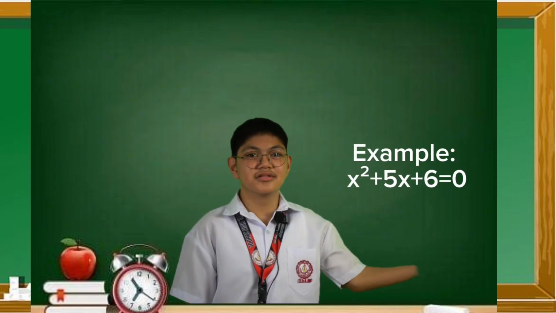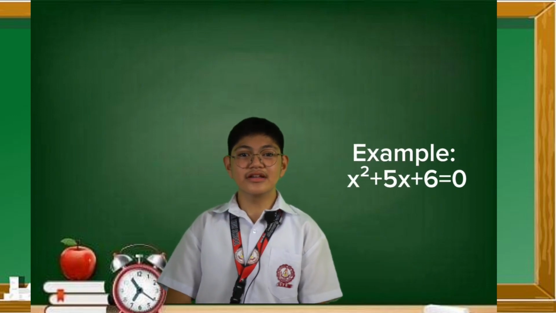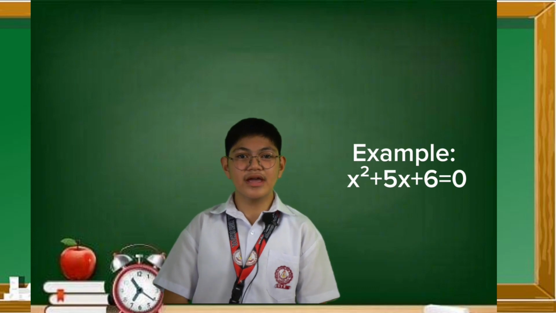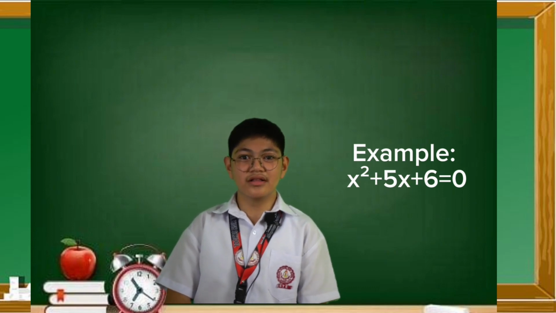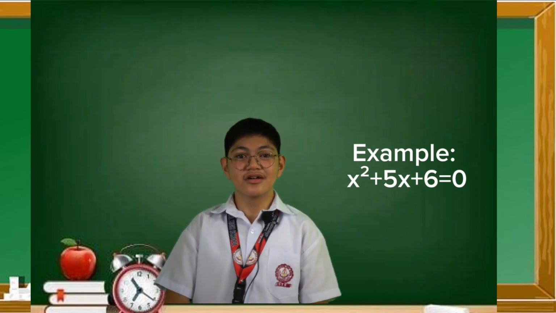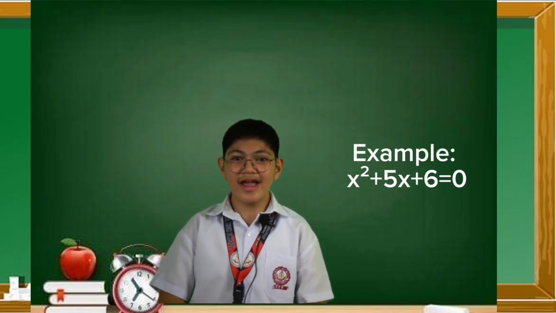Now, let's go to our example. First, we need to identify the values. What is the value of a? Right, it's 1. What is the value of b? Correct, it's 5. Lastly, what is the value of c? Correct, it's 6.